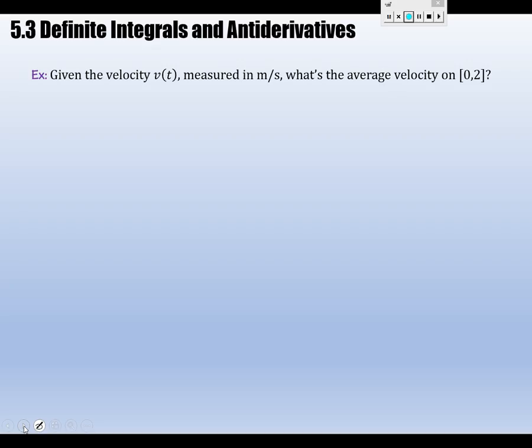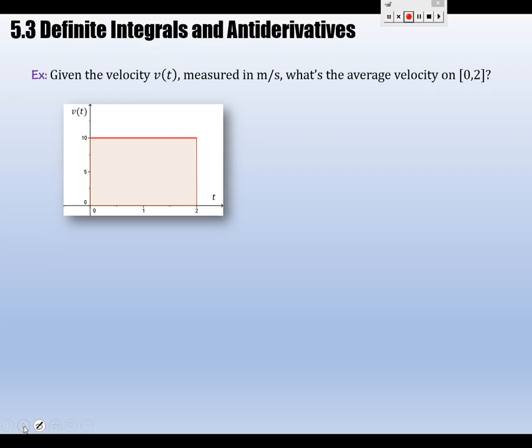Let's return to an example that you know and love, and that's average velocity, right? Average temperature is fun too, but let's think about average velocity. Let me start by giving you some pictures of velocity curves, and I'd like to ask, what is the average velocity on these intervals? We'll start with an easy one. We're going 10 meters per second for 2 seconds. Your velocity is 10 meters per second the whole time. So what is your average velocity?